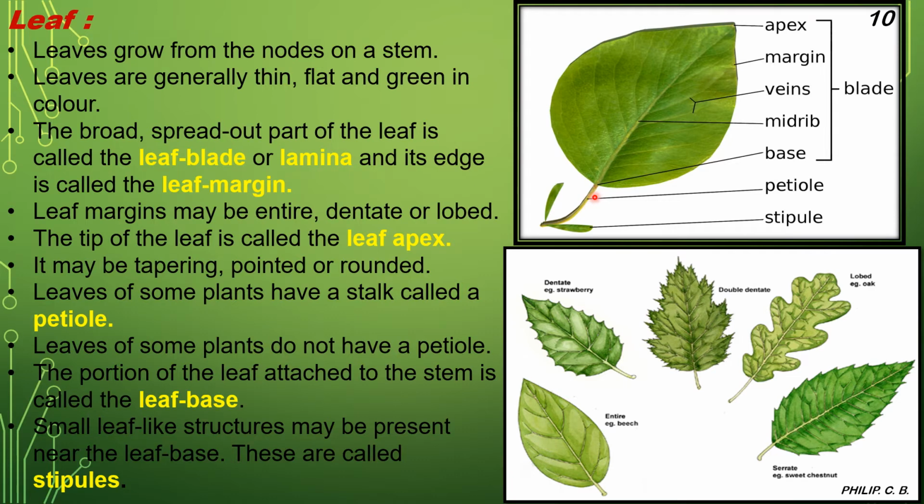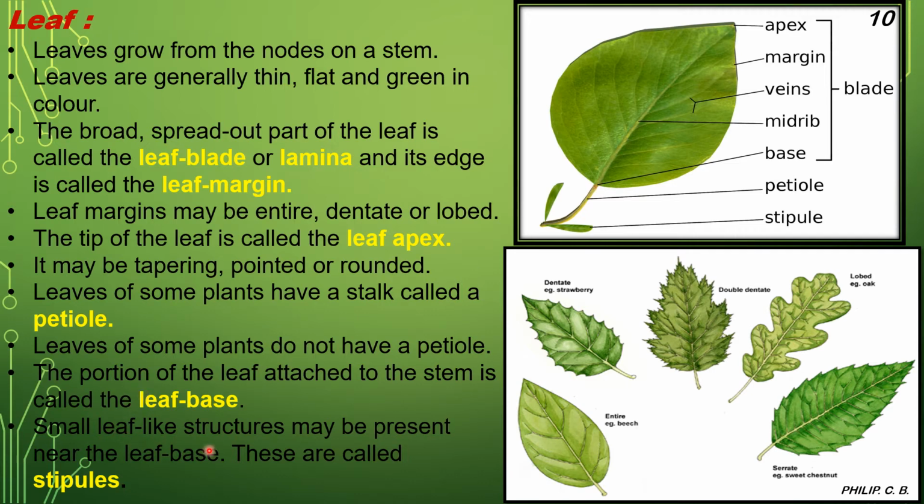Okay, now why is this mentioned over here? Because sometimes some plants having leaves do not have this petiole. The leaf may be directly attached to the stem. So leaves of some plants do not have a petiole. The portion of the leaf attached to the stem is called the leaf base, as you can see over here.